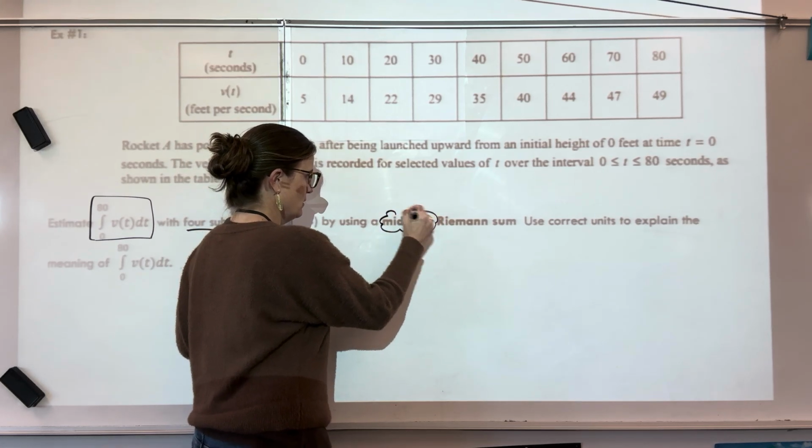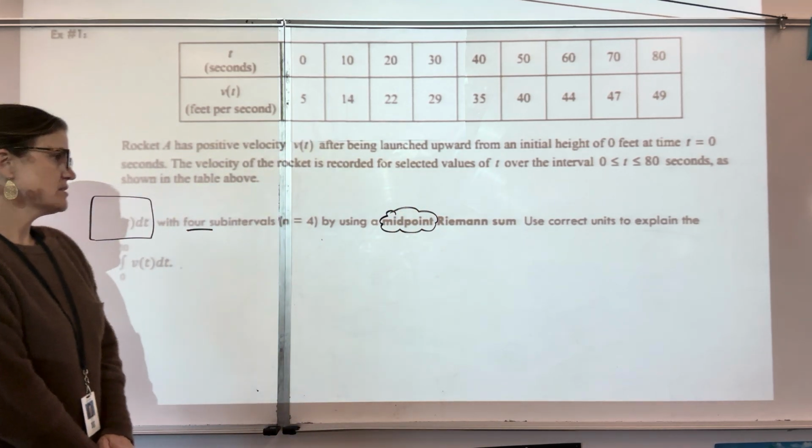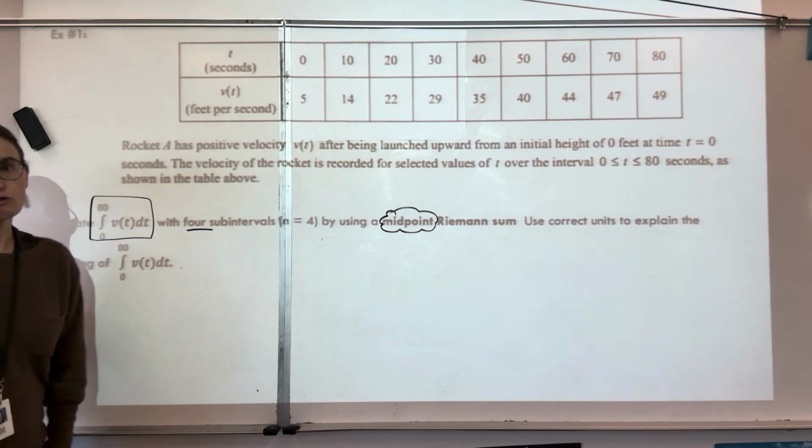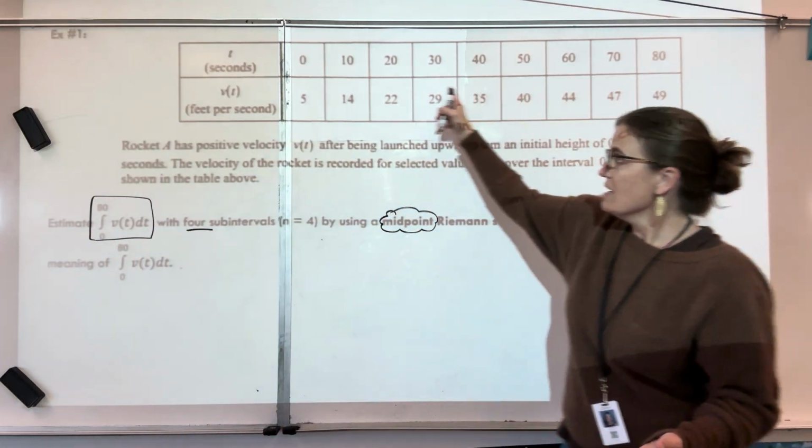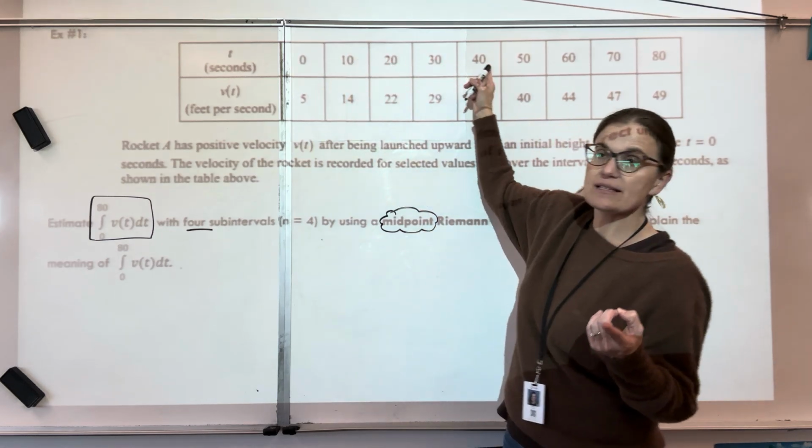So, a midpoint Riemann sum, right? Using correct units to explain the meaning of the integral from 0 to 80. All right, so first off, let's think about the fact that we're going from 0 to 80, and they're giving us data every 10 seconds.